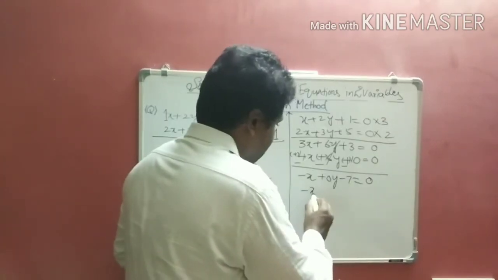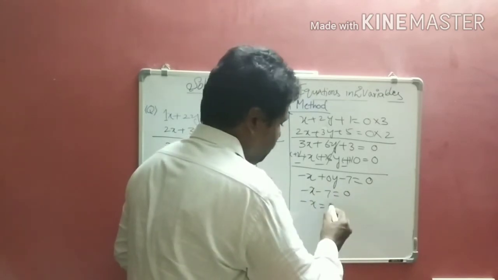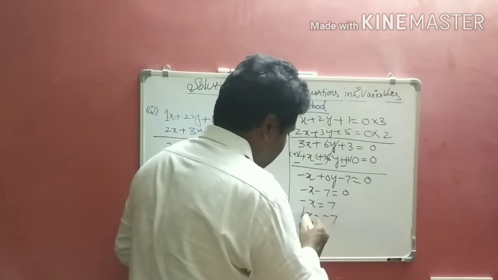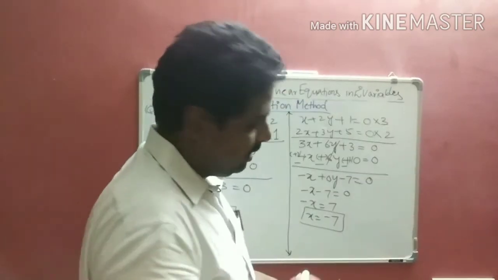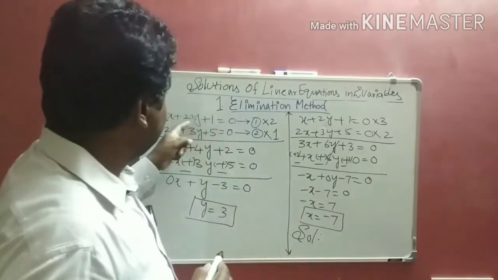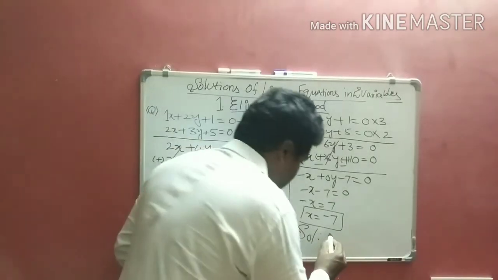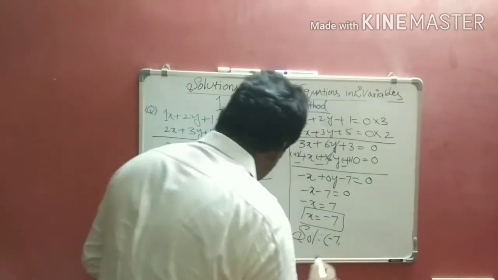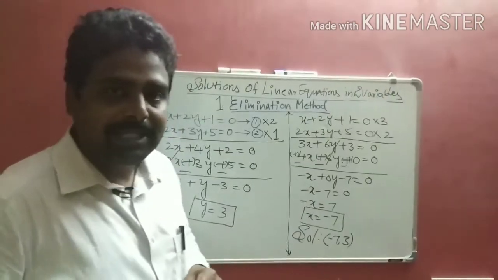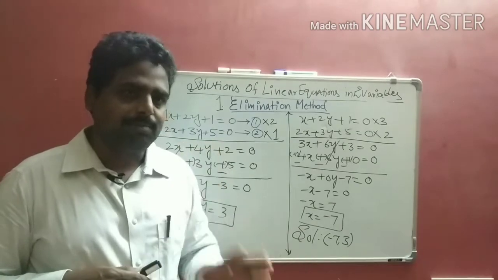Now minus x minus 7 is equal to 0, minus x is equal to minus 7 becomes plus 7. So multiply with minus, so that x is equal to minus 7. We got the value of x here. Now the solution of the given linear equations in two variables by the elimination method is also minus 7 comma 3, which we got as the solution by the substitution method. Whatever method you apply, we get the same solution.